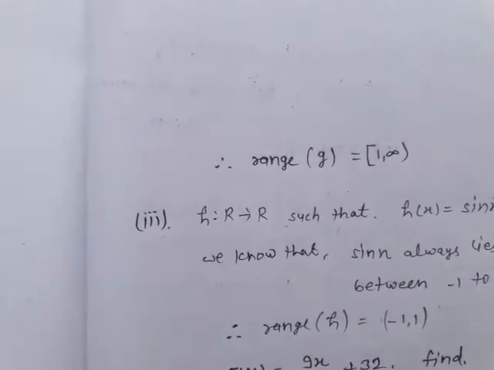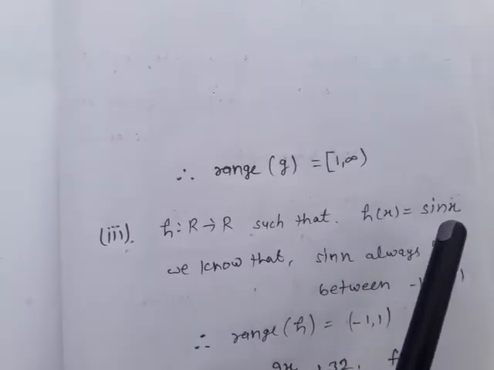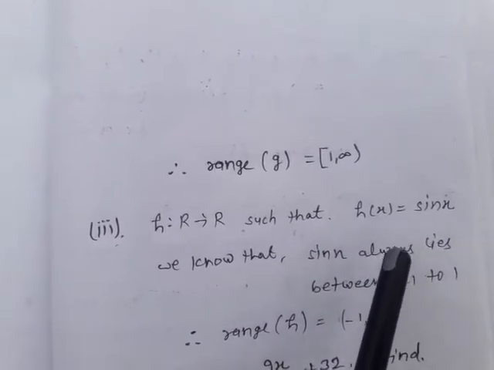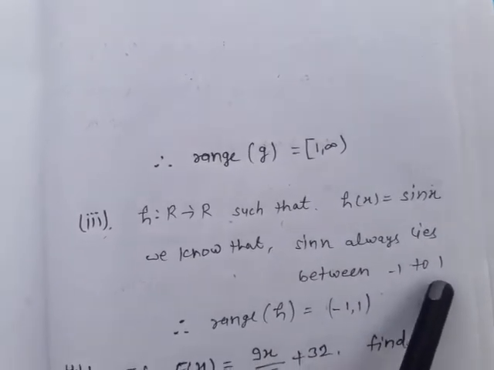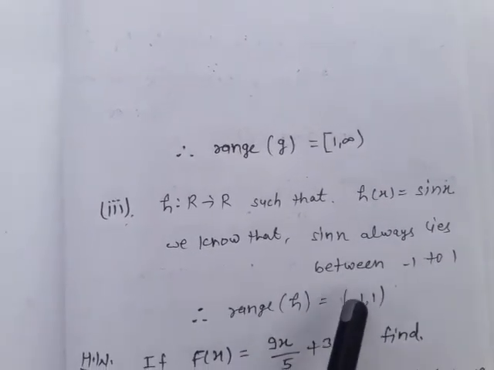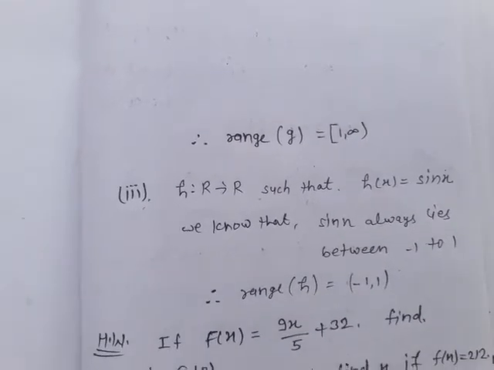And the third one is a function h from R to R such that h(x) is equal to sin x, and we know that sin x always lies between -1 and 1, so the range of h is -1 to 1 in a closed interval.